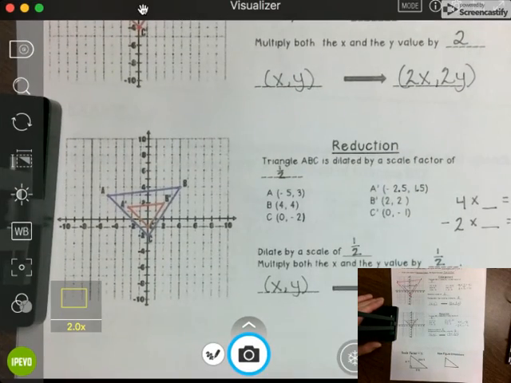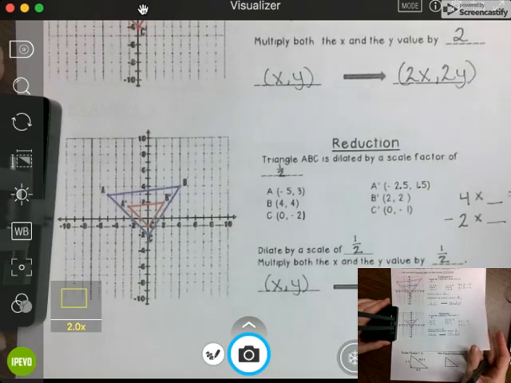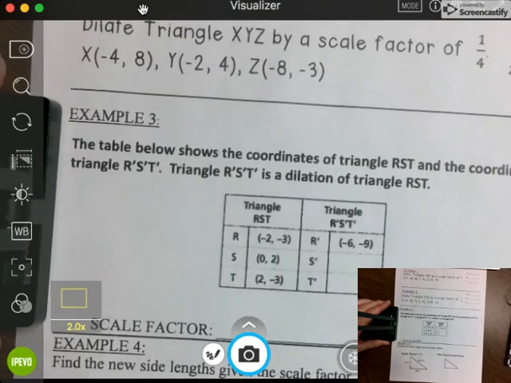Okay? All right. So let's look at this second page. Let's look at the second page.